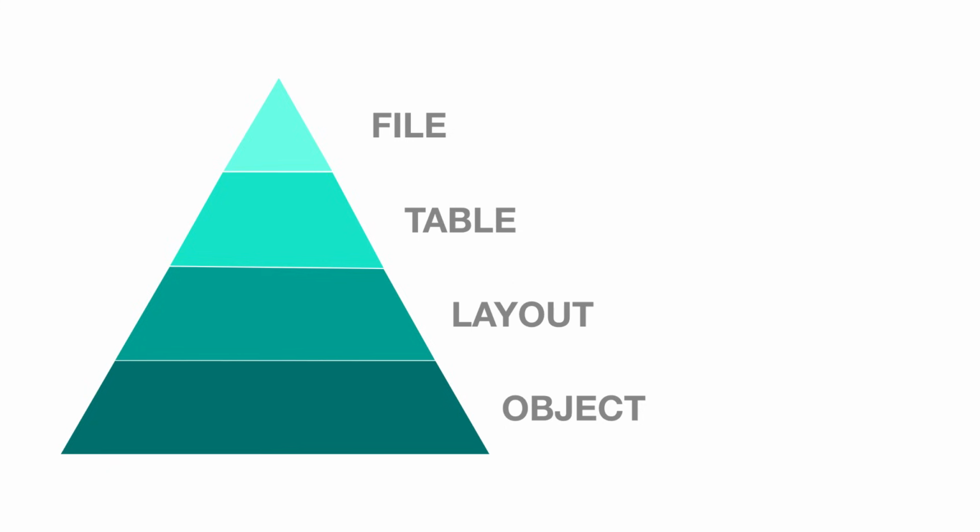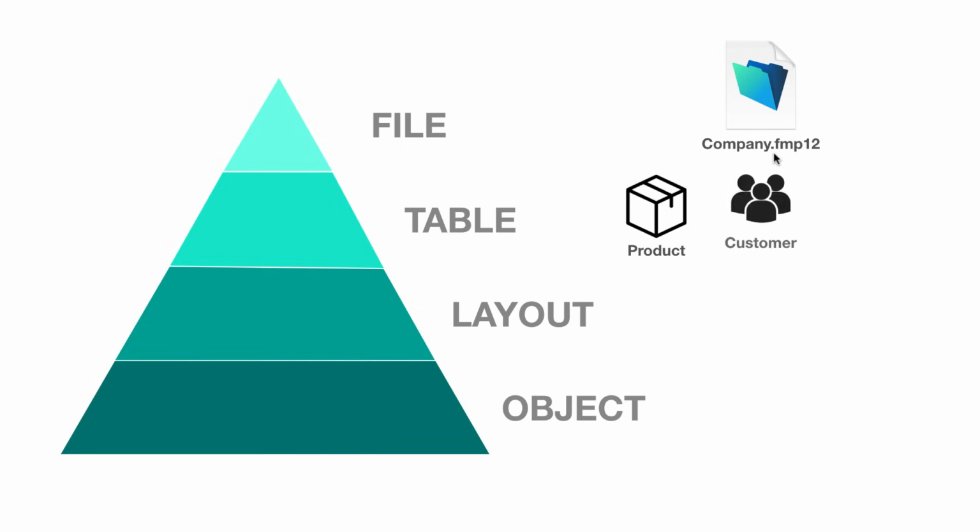So let's start with file. For example, you might be working for a company and they might have a database file that's called company.fmp12. And then they might have multiple tables within it. For example, a product table to store the product catalog, a customer table to store all the customer contacts, and also maybe a sales table to store all the transaction information. So one file can have multiple tables.